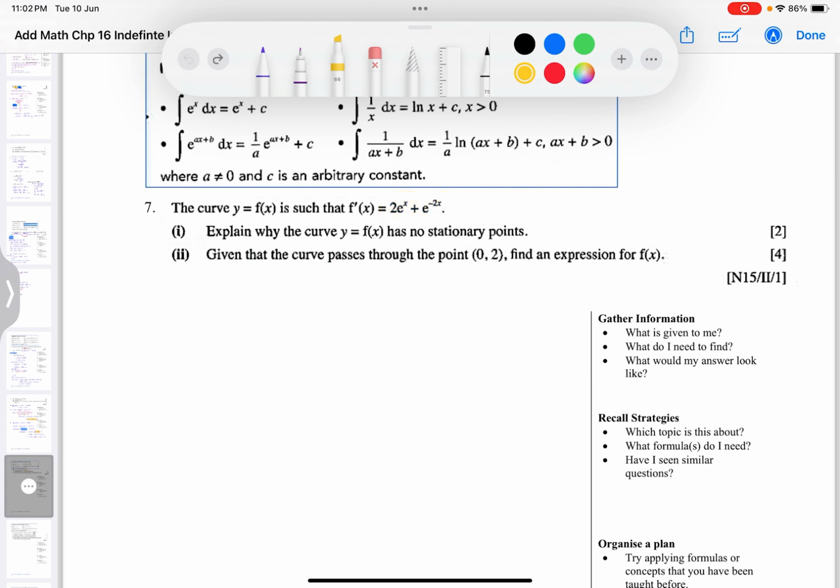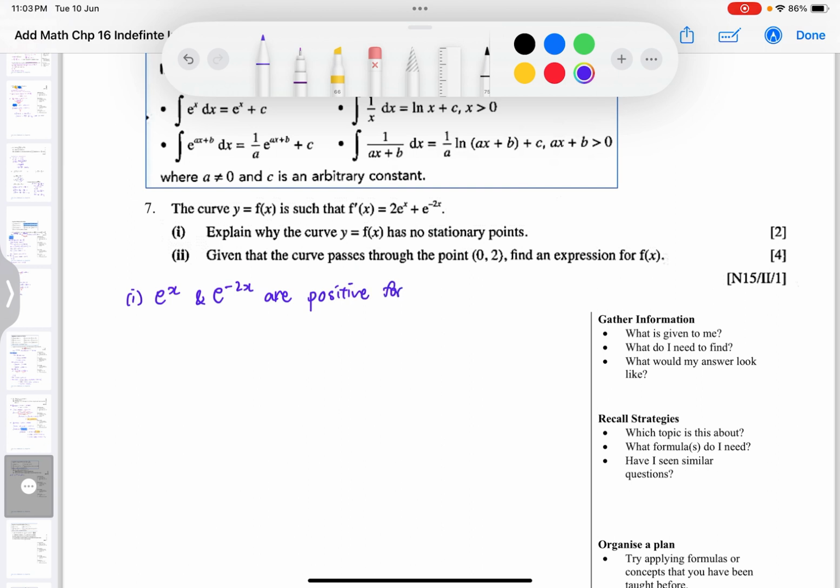And we all know that e^x and e^(-2x) are positive for all real values of x. Exponential functions are defined in such a way. So therefore, f'(x) given by 2e^x + e^(-2x) must be greater than 0, right? For all real values of x.